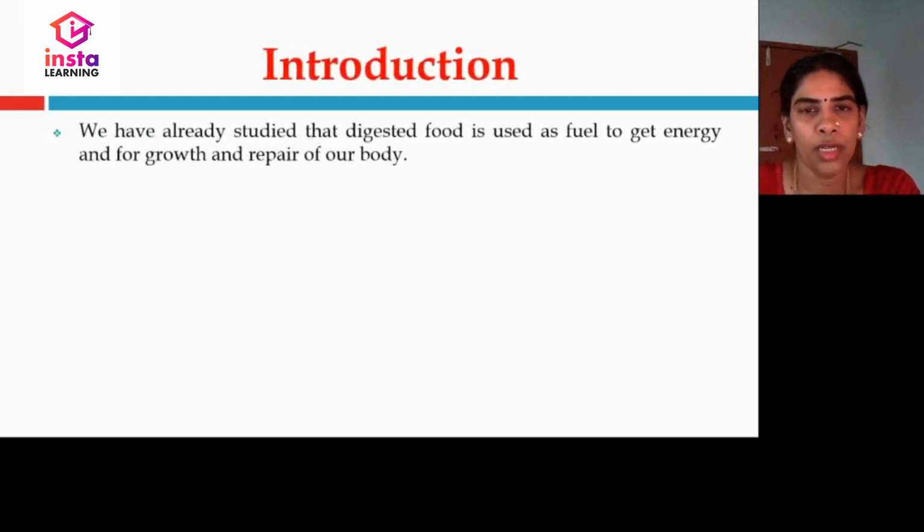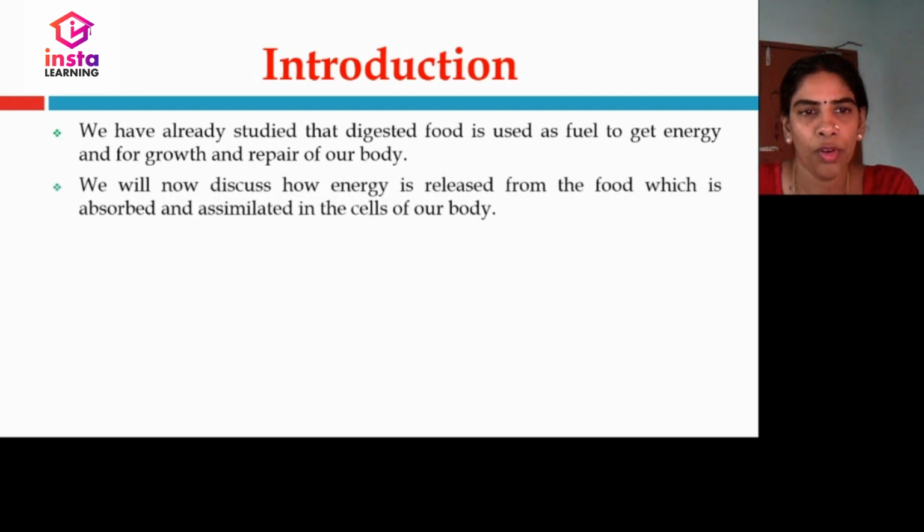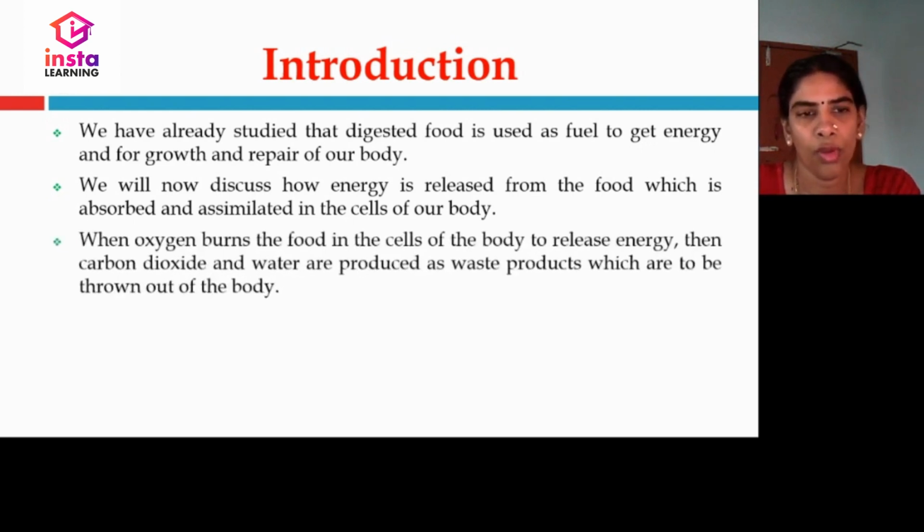We have already studied that digested food is used as a fuel to get energy for growth and repair of our body. Let us now discuss how this energy is used from the food, which is absorbed and assimilated in the cells. When oxygen burns the food in the cells, it releases energy. Then carbon dioxide and water are produced as waste products, which are thrown out of the body.